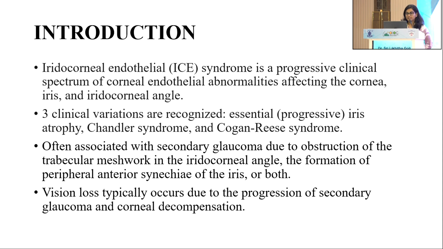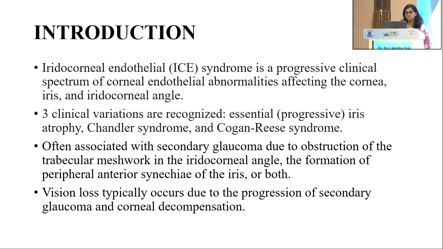Cogan-Reese syndrome is a type of ICE syndrome, which is a progressive clinical spectrum of corneal endothelial abnormalities affecting the cornea, iris, and iridocorneal angle. There are 3 clinical variations which are recognized. Those are essential iris atrophy, Chandler syndrome, and Cogan-Reese syndrome.